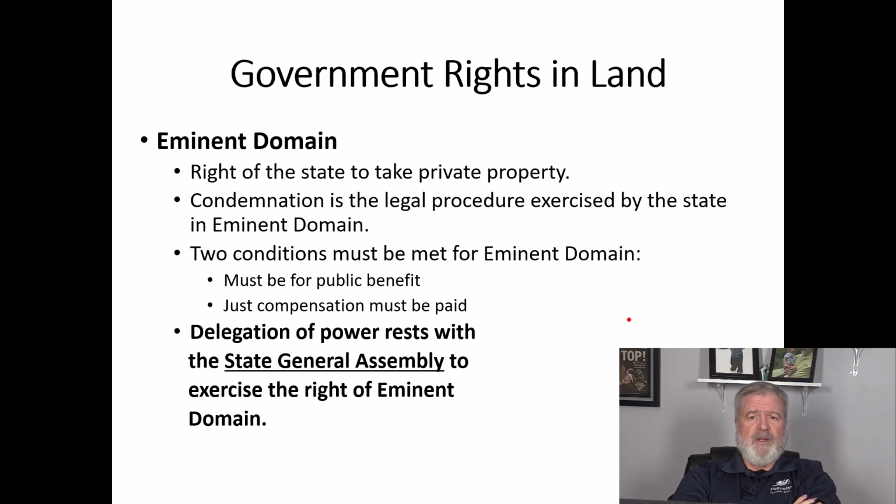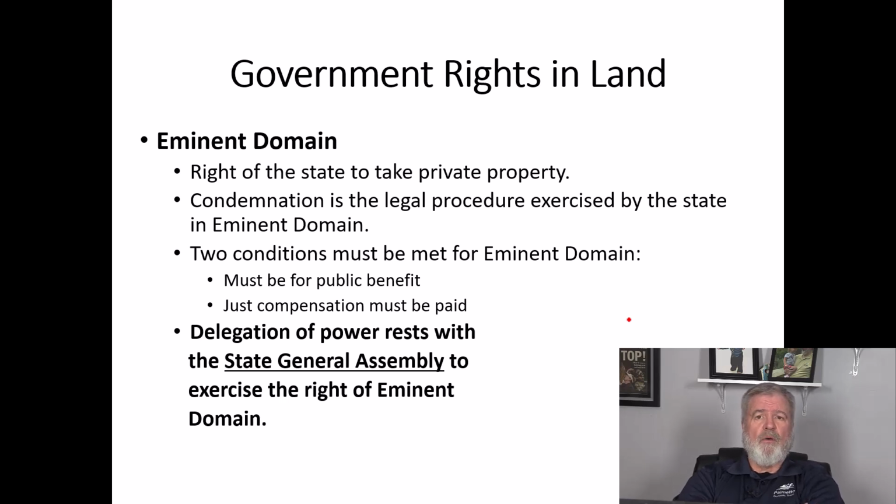Another right the government has in land is something called eminent domain. Eminent domain is the right the state has to take private property for public use. Now, I'm just going to tell you, hopefully you're in a state that will not abuse this right, but in my opinion, there are some states that are totally abusing this law. In fact, I think they're probably not in compliance with the law.